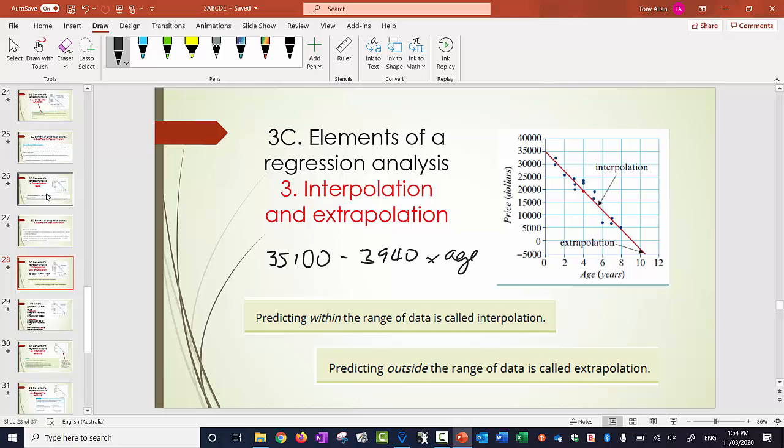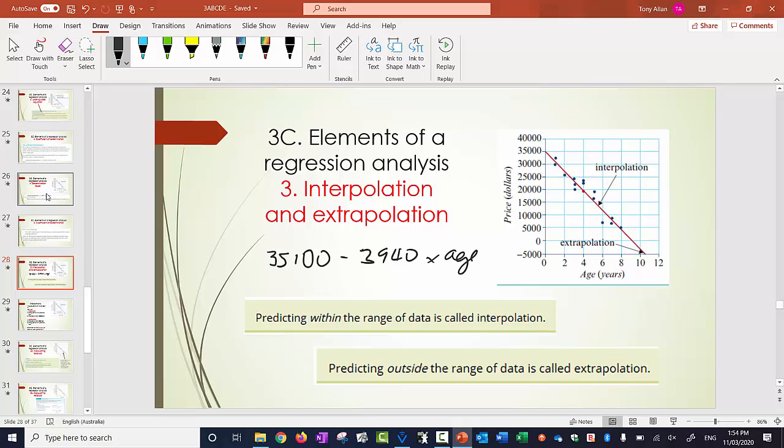The reason why we need to know whether it's interpolation or extrapolation is that if you do an estimate or a prediction that is interpolation, you can rely on it. You can say that is a reliable prediction. If we get a number in a minute for the 6-year-old car, it's a fairly reliable prediction.